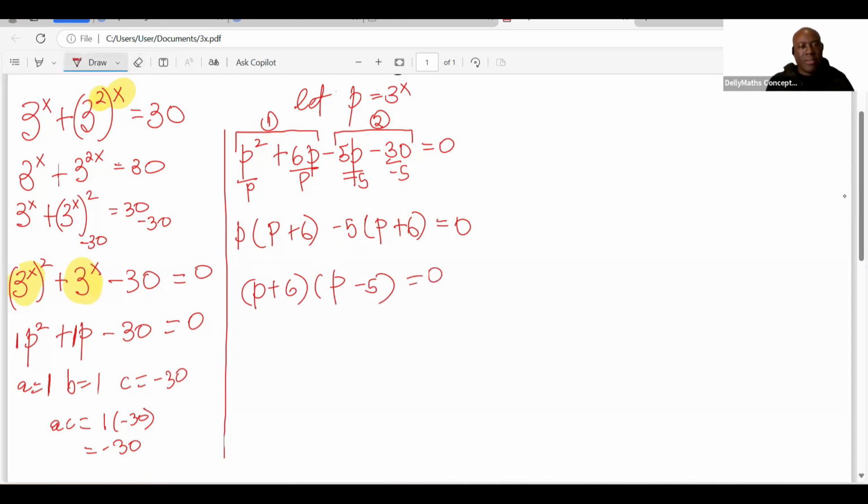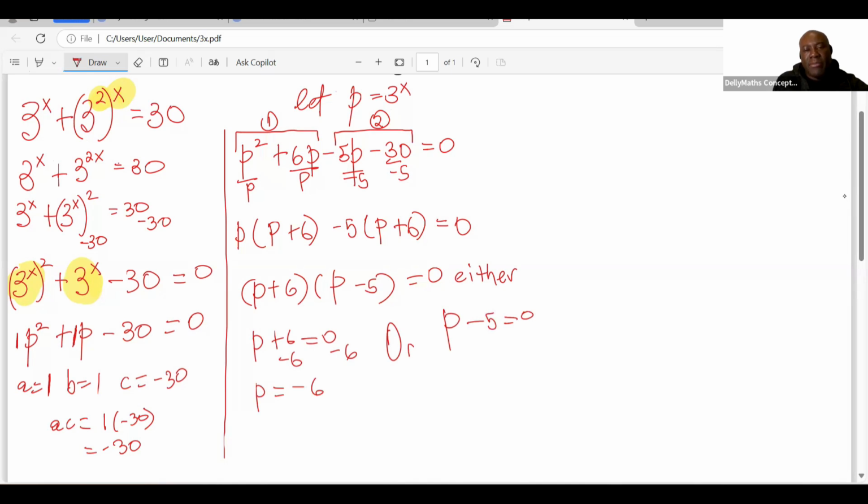So there it is. I just factorized that, and it is equal to 0. As soon as I factorize, right, two things are multiplying, and the result is a 0. It means that I'm going to apply the zero product rule, and it suggests that either p plus 6 is 0, which means if I subtract 6 from both sides, then p is equal to negative 6. Also, p minus 5 is equal to 0. And if I add 5 to both sides as I try to solve, then p is equal to 5.